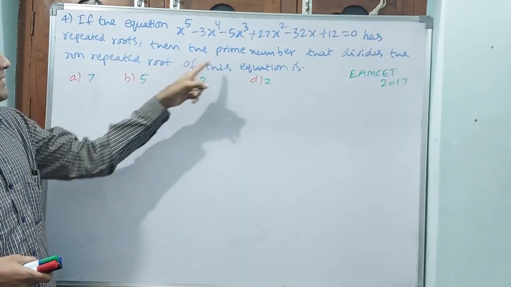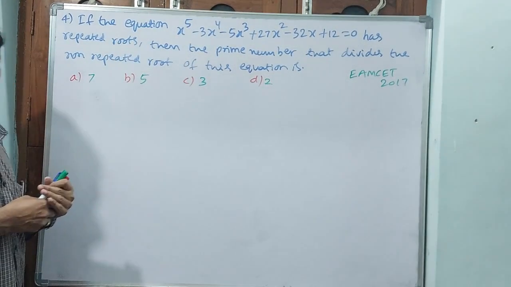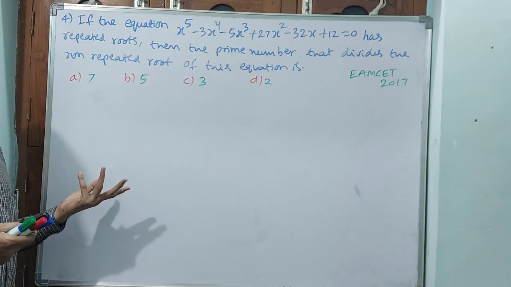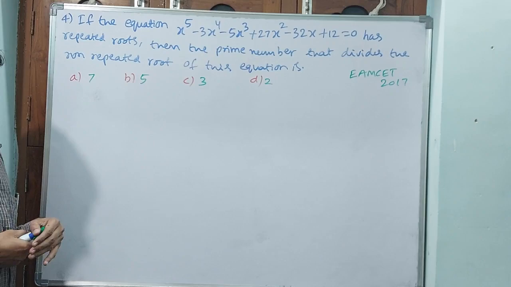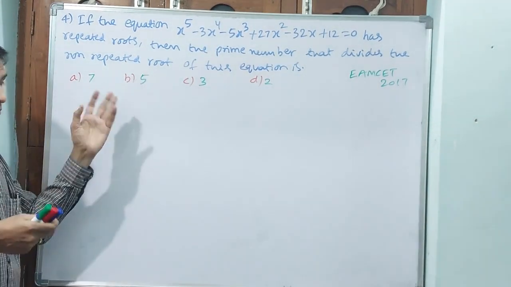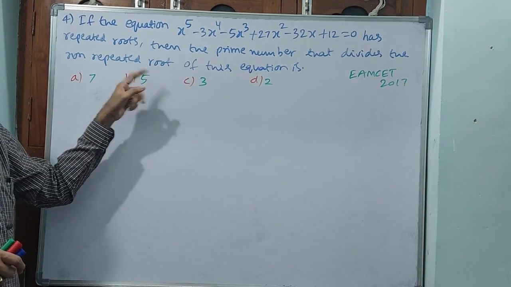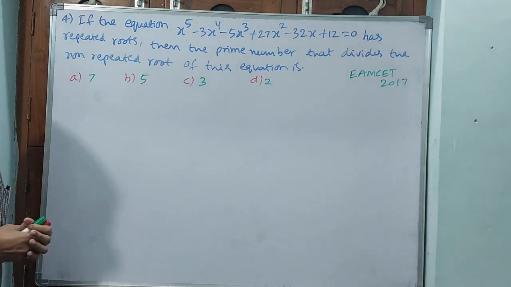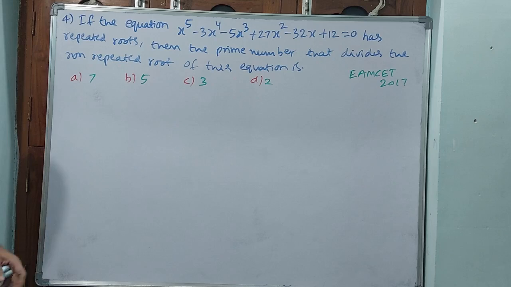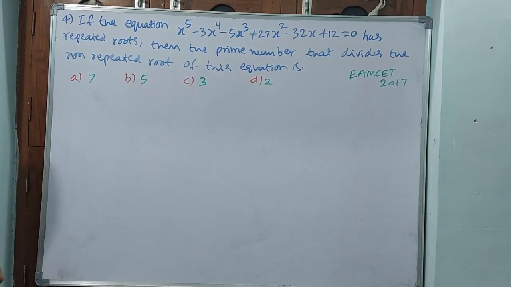Then the prime number that divides the non-repeated root of this equation. That means if 5 roots will come, f to the power of 5 means among 5 roots, maybe 2 roots or 4 roots will be repeated. That means 2 roots and 2 roots or 4 roots, we don't know. Okay, let us see. But at least one root is non-repeated. That non-repeated root should be divided by one prime number. That means, see, unless we get this non-repeated root, we can't say what is that number and all.